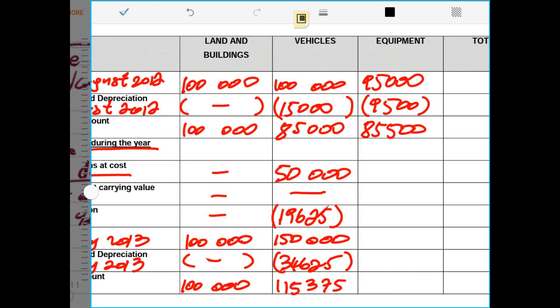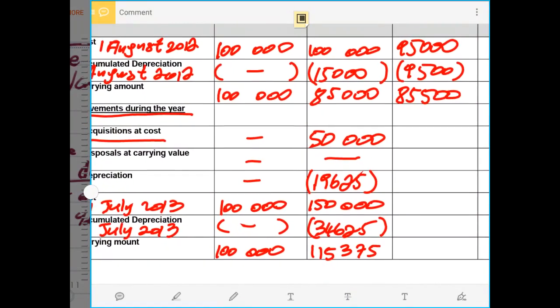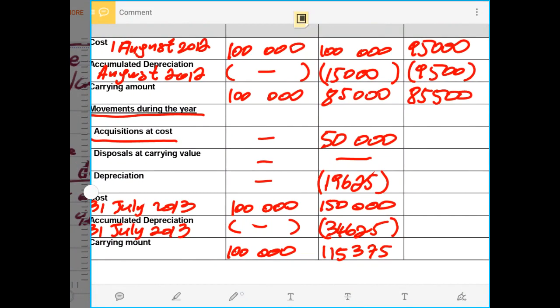Then we come to the column for movements. In the column for movements, we say, okay, it's acquisitions, which is the acquisitions or purchases during the year. Did we buy any equipment during the year? The answer is yes. How much was the cost of that equipment? It was 25,000 rands. Make sure that this is positive because the value of the assets is going up, or the total of our assets is increasing by the amount of the purchase. So hence that is a plus.